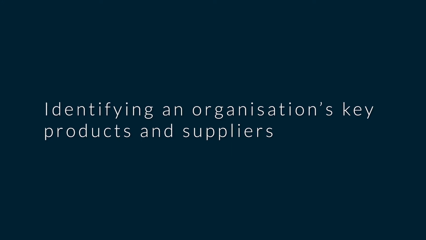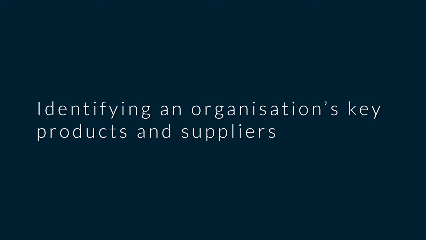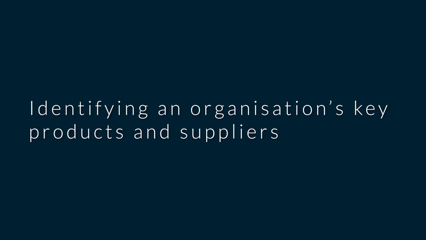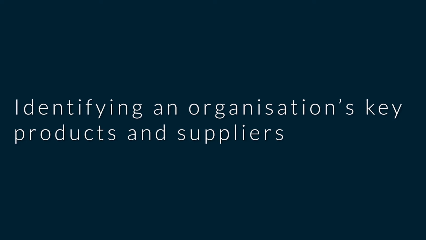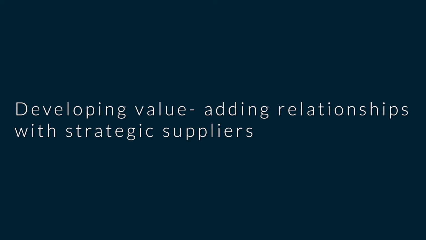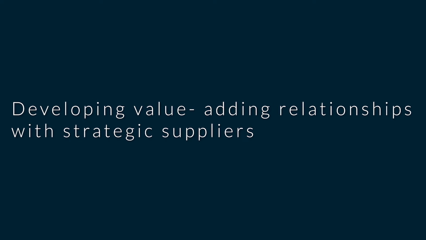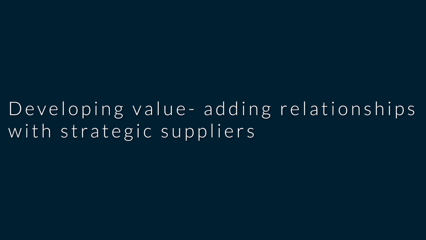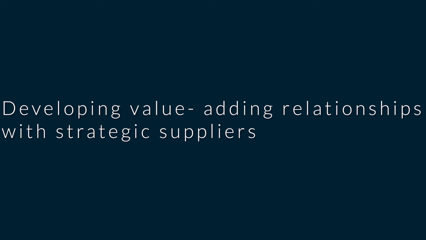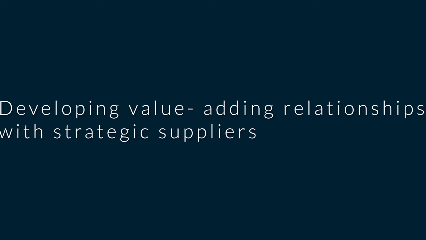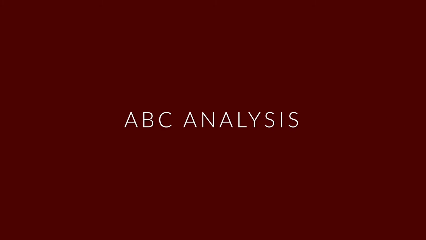Now, in this case, the techniques that we're going to be talking about will include things like ABC analysis of top non-contract suppliers. Number 2, identify an organization's key product suppliers, and that could be achieved by using something like a Kraljic model to identify which items are strategic. And number 3, developing value-adding relationships with strategic suppliers, which could be done by reviewing where suppliers are in the supply preferencing model to assess whether more collaborative relationships are possible. So let's start with the ABC analysis.